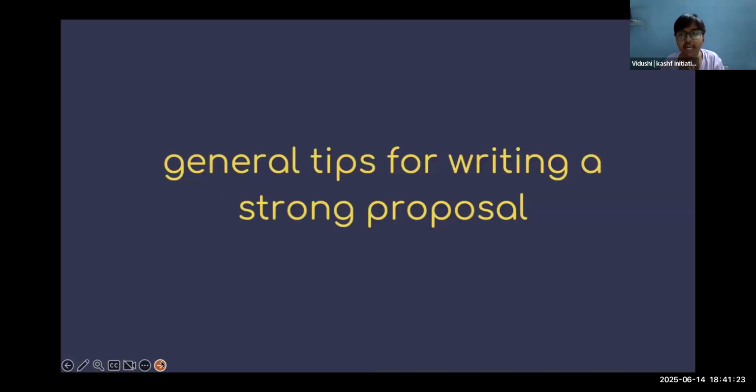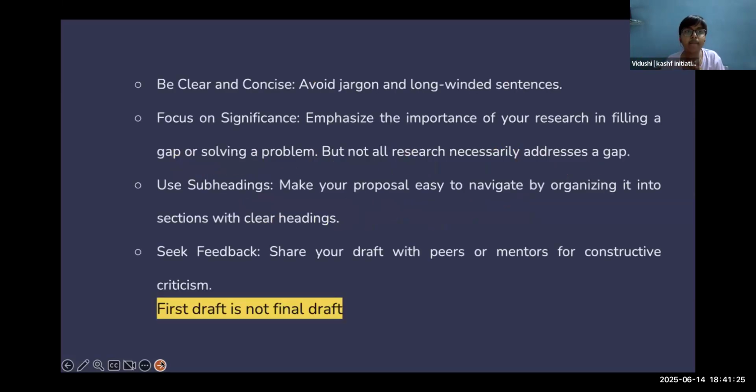Now, general tips for writing a strong proposal. Be clear and concise. So, as I said, avoid jargon and long winded sentences. Try to write short sentences, simple sentences. Don't make it extremely complicated. It's really not so that a complicated sentence structure means necessarily a very innovative idea. It's not so, so please avoid that. The simpler the sentence is, the easier for a person to understand.